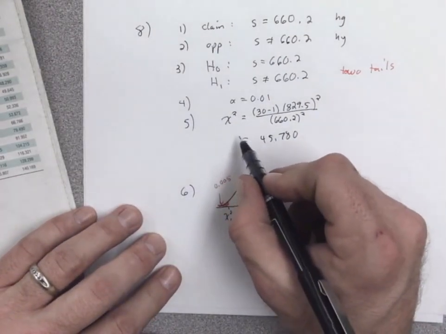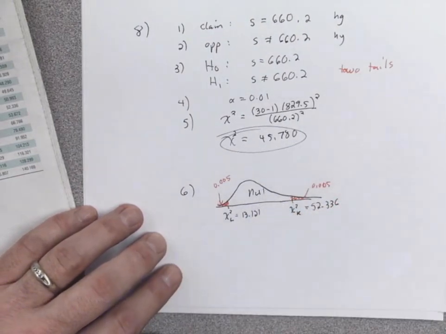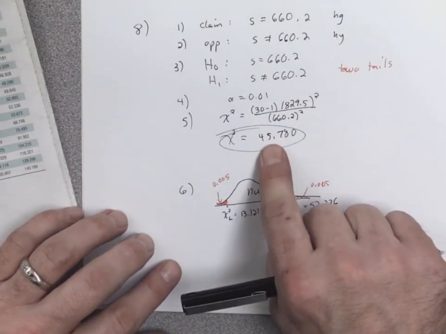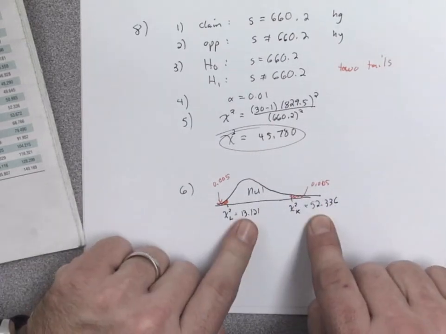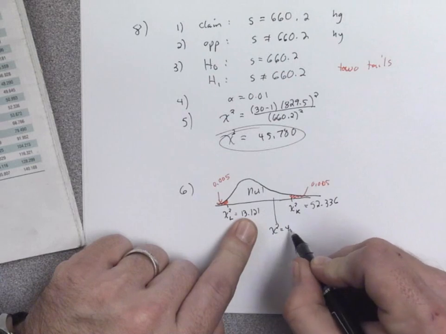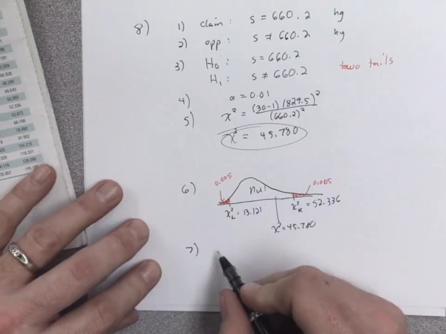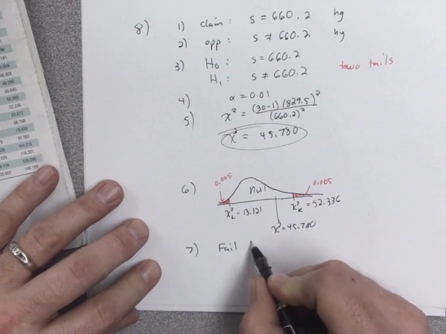Where does this chi-squared live inside here? Does it live in the null or does it live in one of these tails? If you notice, this 45 is actually between these two numbers. That 45 is probably about right here. So that chi-squared, which is equal to 45.780, is actually in the null. So in this case, we're going to fail to reject the null.